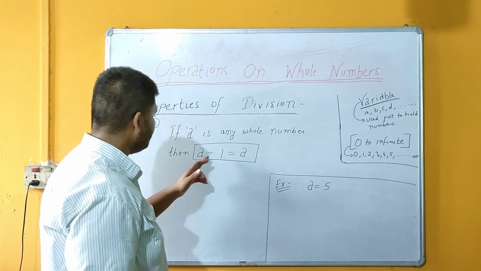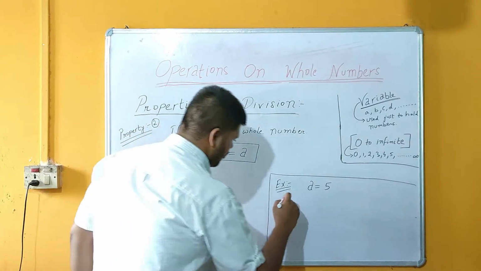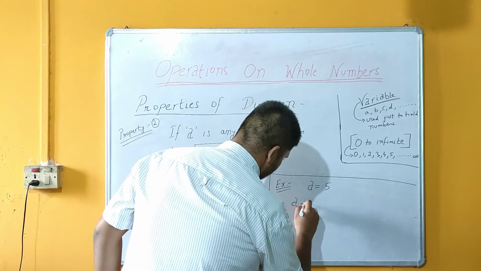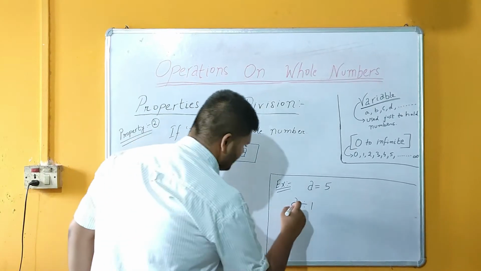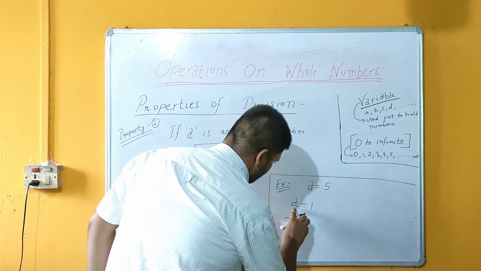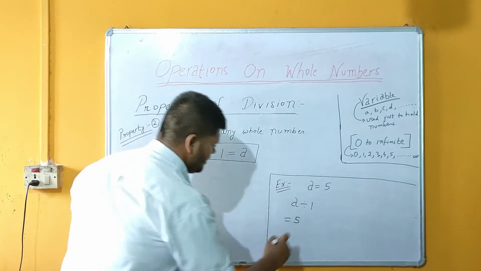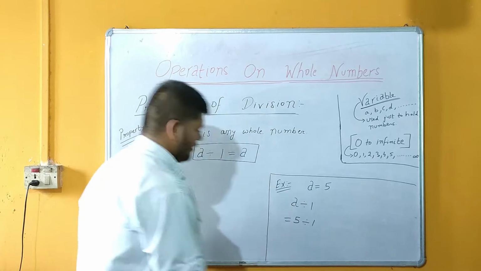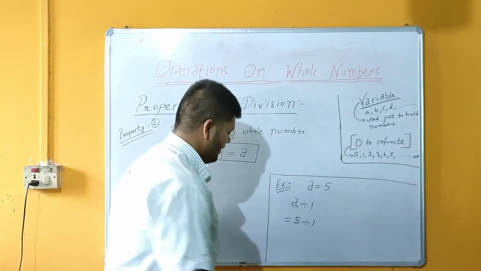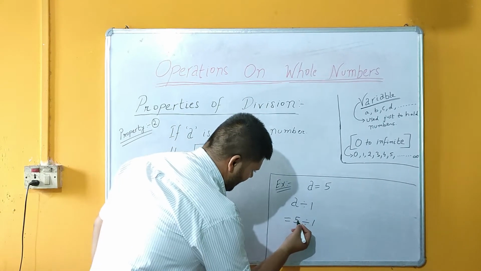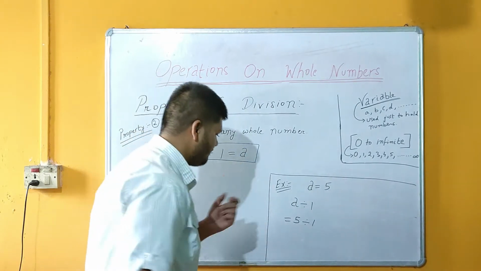What is that? A divided by 1 will produce the result as A. So let's look over here. A divided by 1, we are writing this left hand side expression. Here A is nothing but 5. So we will substitute over here 5 divided by 1. Now you remember, any number divided by 1, here any number is nothing but 5. 5 divided by 1 will always produce the result as 5.